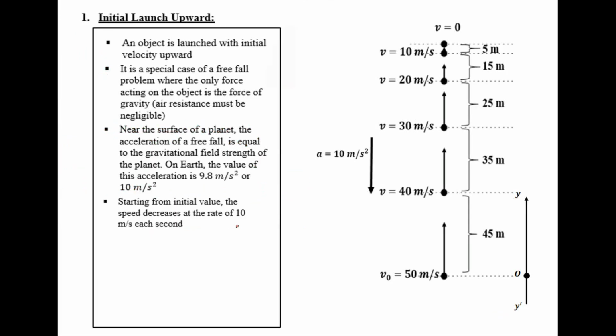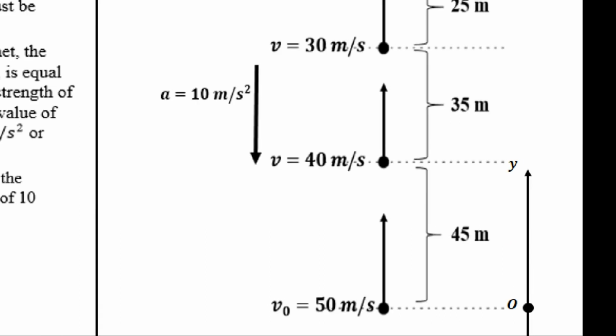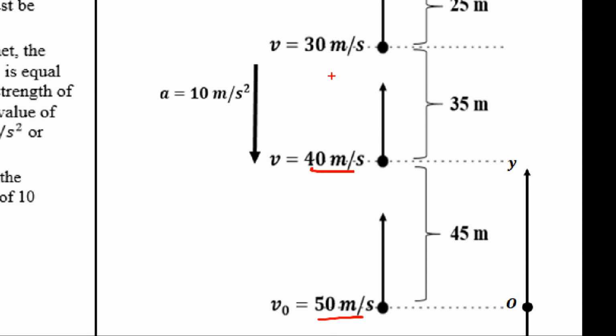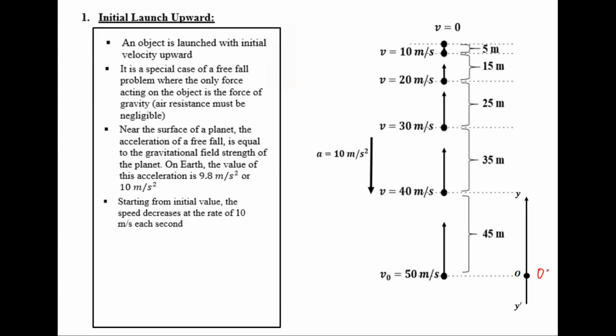Now, starting from the initial value, the speed decreases at a rate of 10 meters per second each second. Now, why is the speed decreasing? Here the motion is upward, so the velocity is up, acceleration is down. Velocity and acceleration have opposite direction, which means that the speed is decreasing. And as you see, the speed will decrease at a rate of 10 meters per second. So for each slice of time, we expect that the speed will decrease by a value of 10 until it reaches zero velocity.